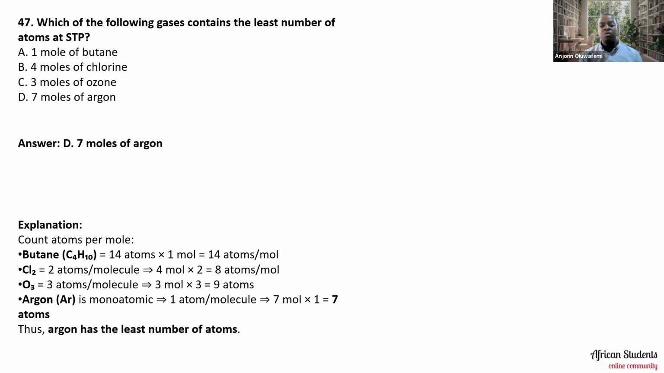So butane, C4H10, would be what? 14 atoms multiplied by 1 mole. Right? 14 atoms per mole. Chlorine is 2 atoms per mole. That's 4 moles multiplied by 2, which is 8 atoms. Ozone, 3 atoms per mole, which is 3 moles multiplied by 3, which equals 9 atoms. Then argon is monoatomic, 1 atom per mole. And that would be what? 7 moles multiplied by 1, which is 7 atoms. So thus, argon has the least number of atoms in that particular question.